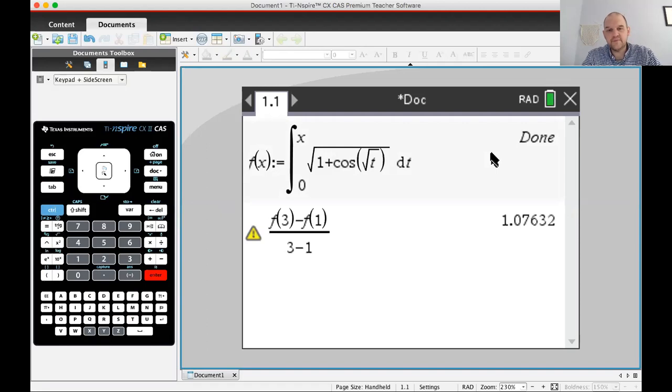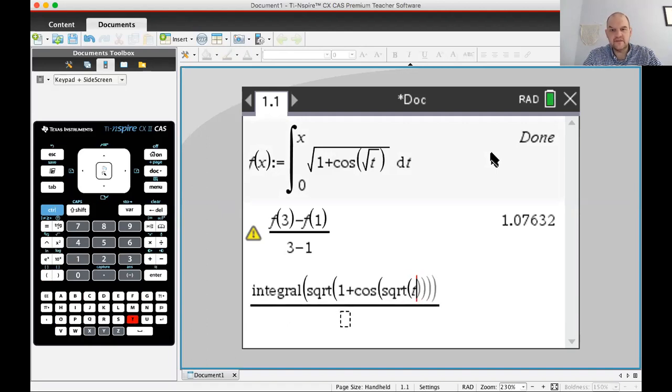Or you could type in what we did, which was, I'm going to not use the template. I'm just going to go for it. 1 plus cosine of square root of t. Ooh, a lot going on. I think out here, t goes from, what did we say, 1 to 3 and divide by 2.